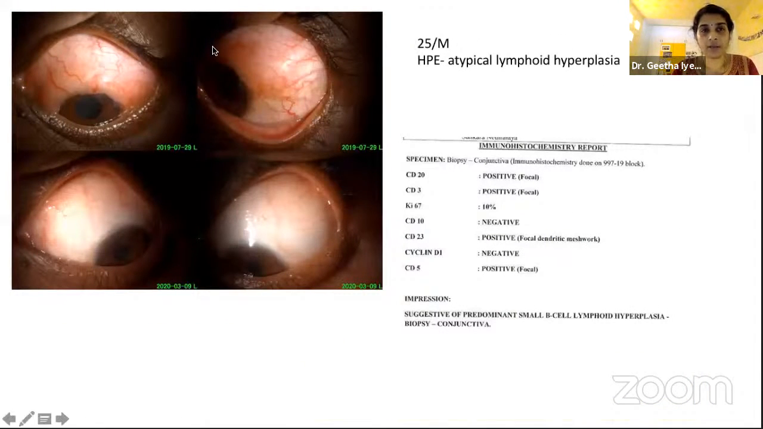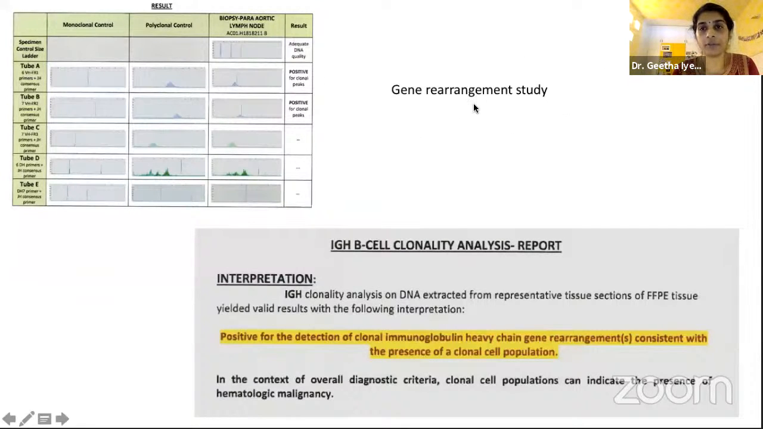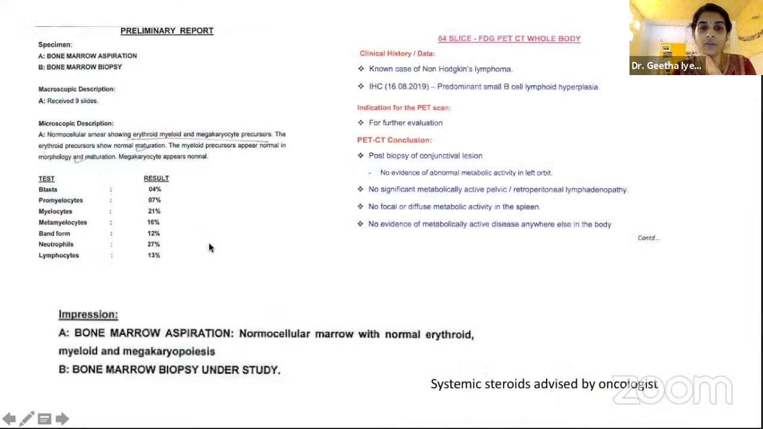But this was another patient, young again, 25-year-old male, who presented with a diffuse lesion very similar to the one that Devyani was showing, probably much wider, where we initially did an incisional biopsy, which turned out to be an atypical lymphoid hyperplasia. And the immunohistochemistry showed a predominant small B cell lymphoid hyperplasia. In fact, this patient also had a further gene rearrangement study which showed monoclonality. And this was the time when the patient had a hemato-oncologist opinion, and a bone marrow biopsy and aspirate was done, as well as a PET scan, all of which was normal.